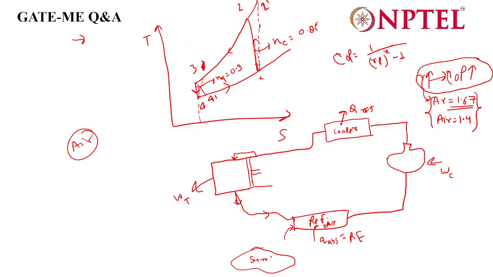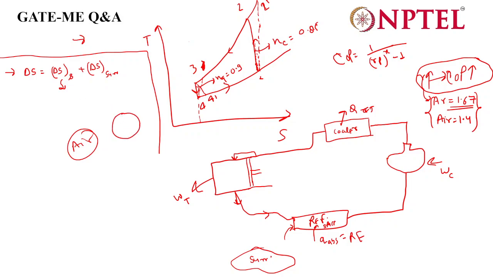Why, sir? Actually, in thermodynamics I have told you that time. Let's suppose, what is the total entropy? Entropy of the system plus the surrounding. The entropy of the system and the entropy due to the surrounding. Now take the system only, leave the surrounding. So, one minute.